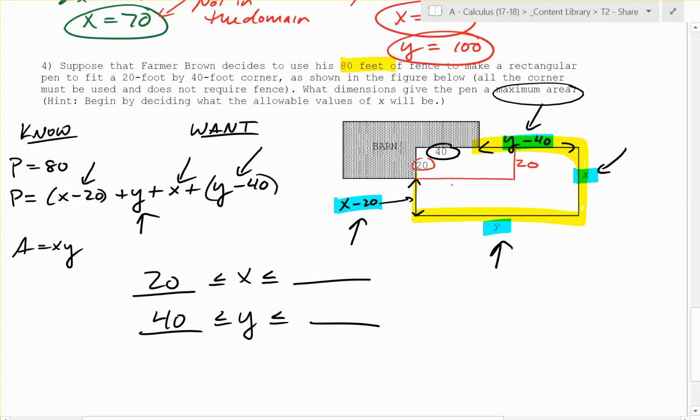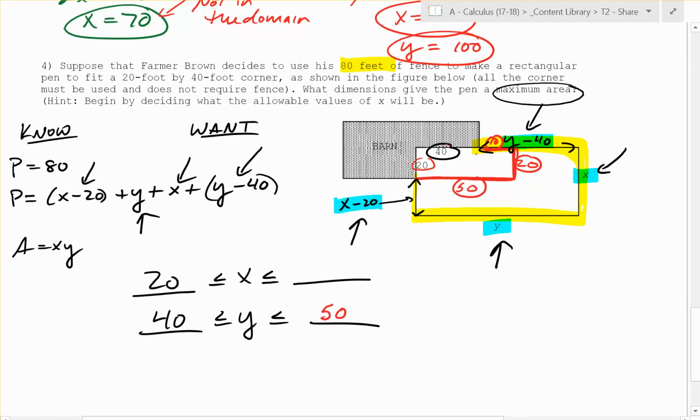So what's the biggest you can make this? Well, if you play around with it, you figure out it can be 50 right here, because if that's 50, the fencing would be this red part right here. You see that right there? So that would be 10, 20, and 50 is 80. So the biggest y can be is 50.